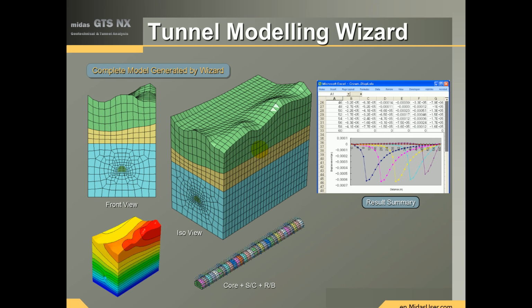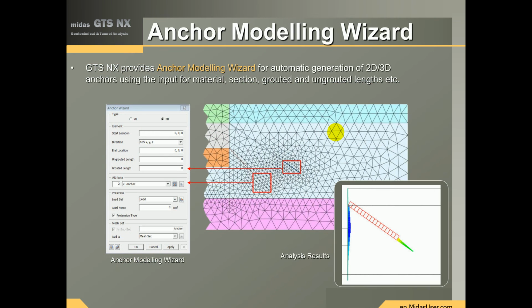So we can do the modelling of ground and meshes. That's the complete model generated by the wizard. That is the cores plus the shotcrete and the rock bolts all been created. You can also look at the stress and simulate the results through the different construction stages.